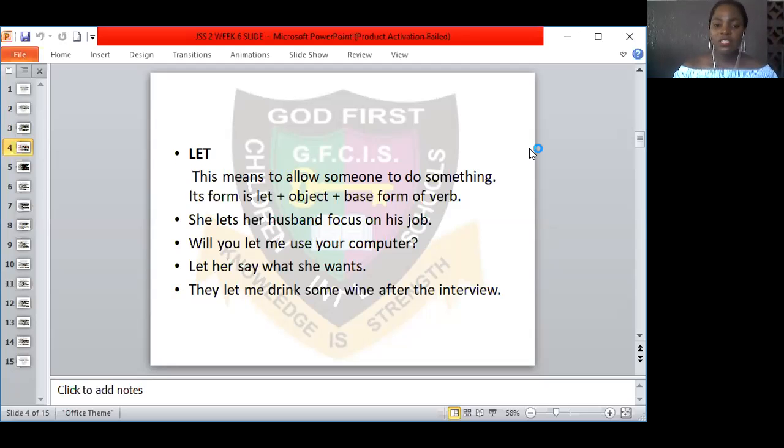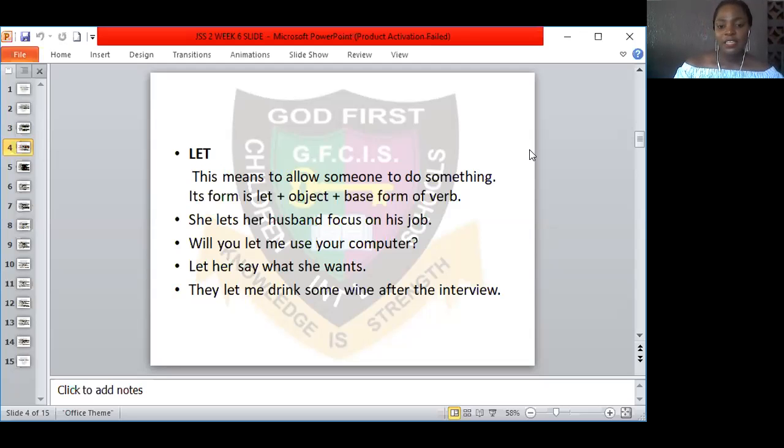So, the second example, will you let me use your computer? So in this sentence, let is the causative verb. The object is me, okay? Will you let me use your computer? So let is the causative verb, and its form here is let plus the object plus the base form of the verb, which is use. So the base form of the verb in this sentence is use.